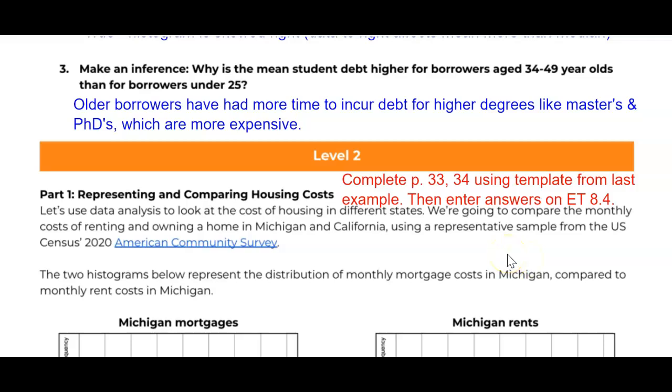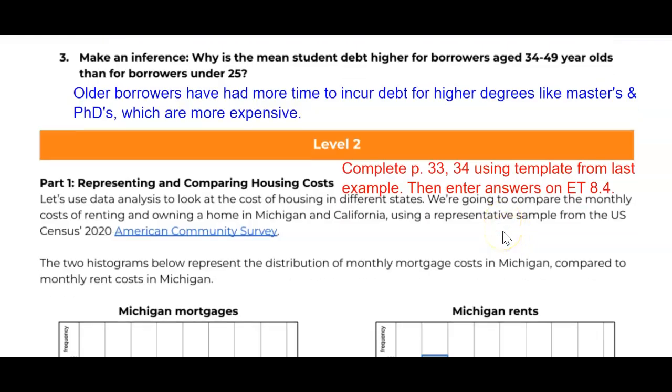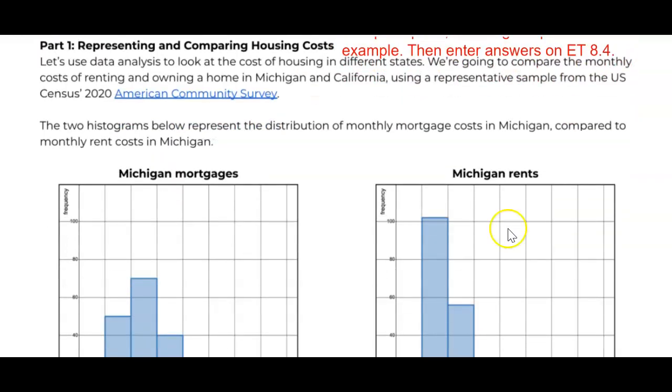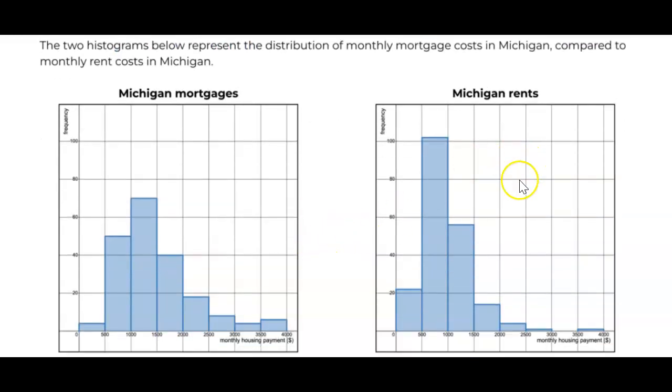All right, for level 2, this one you're going to do on your own. So using the template from the last example, you can just use everything we just covered. You're going to complete the rest of page 33 and page 34. This is talking about mortgages. So we have Michigan mortgages and Michigan rents, and it shows you how much you pay per month for each on the bottom. So this says, for example, over 100 people responded that their monthly housing payment for their rent is between $500 and $1,000. And this one shows about 70 people responded that their mortgage payment is between $1,000 and $1,500. As an example, that's how you would read this.